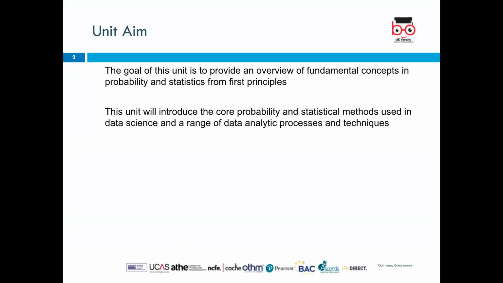Just for recap, we need to remind ourselves what the unit aim is. So what is the unit aim? The goal of this unit is to provide an overview of fundamental concepts in probability and statistics from first principles. This unit will introduce the core probability and statistical methods used in data science and the range of data analytic process and techniques.